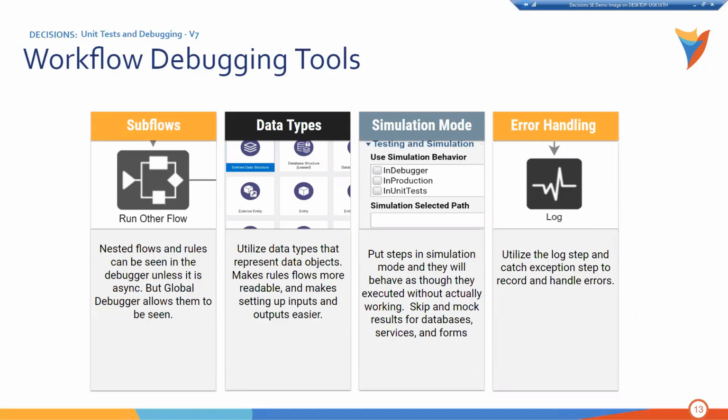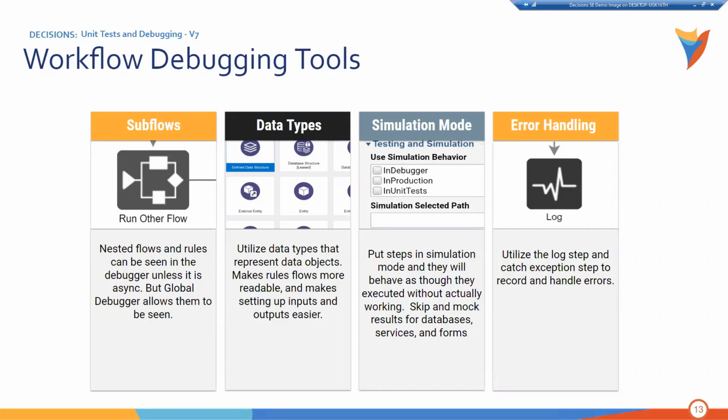And then, of course, we also do have error handling inside Decisions. We have a log step that you can add to any flow to catch all the exceptions in the flow. This will build a log step and catch exceptions, and it records all errors we might have here in Decisions. So the next thing, Tim, do you want to add anything to those?